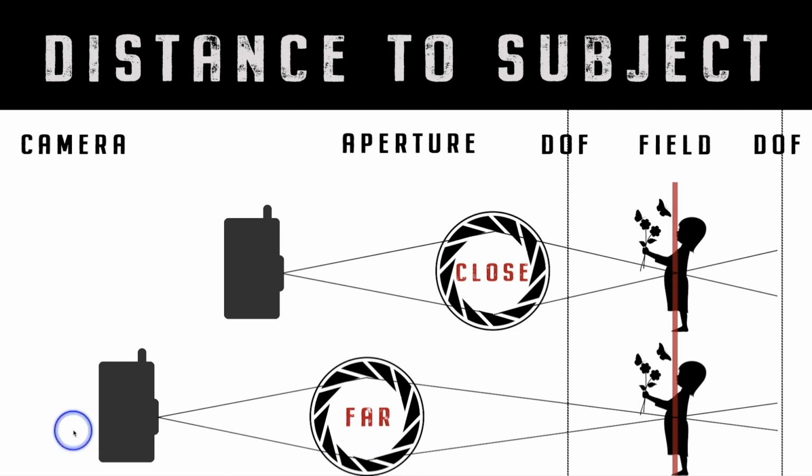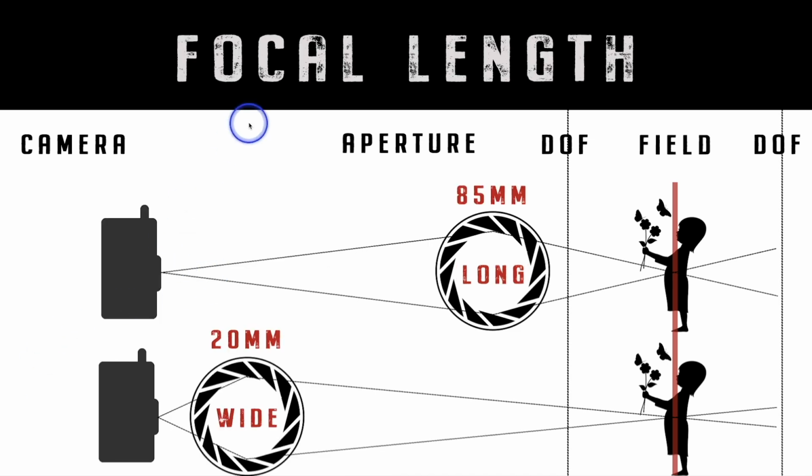As we move farther away from our subject, our light rays are still apart pretty far, but they're not spreading apart as quickly as up here. So in this case, we are going to have a wider depth of field than up here, because distance to subject matters. The closer you are, the shallower the depth of field; the farther away, the wider the depth of field.